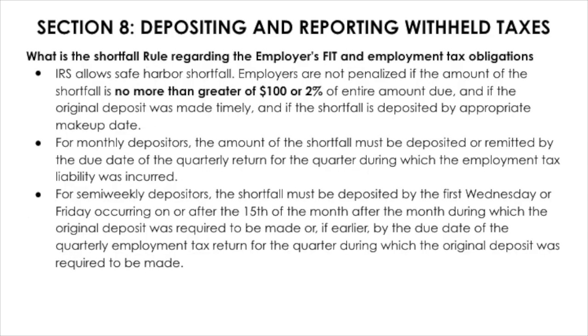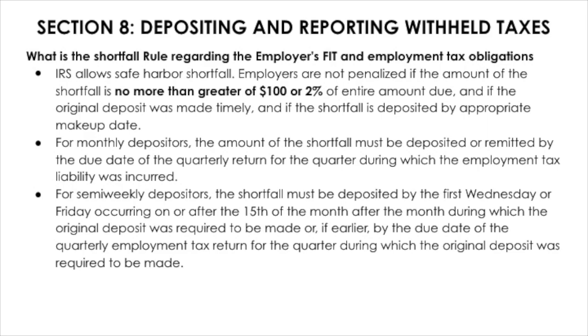Now let's learn about a shortfall rule. What is a shortfall rule regarding employers' federal income tax and employment tax obligations? The IRS allows safe harbor shortfall. Employers are not penalized if the amount of the shortfall is no more than the greater of $100 or 2% of the entire amount due, and if the original deposit was made timely, and if the shortfall is deposited by the appropriate make-up date.